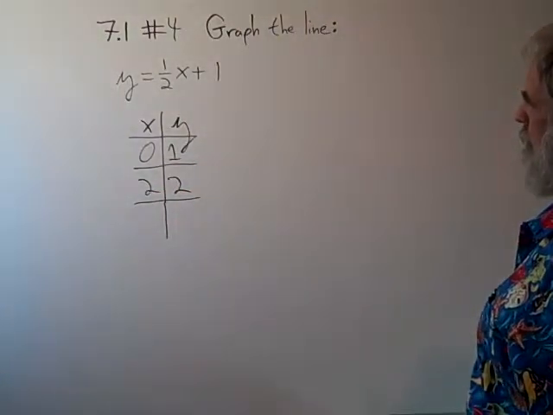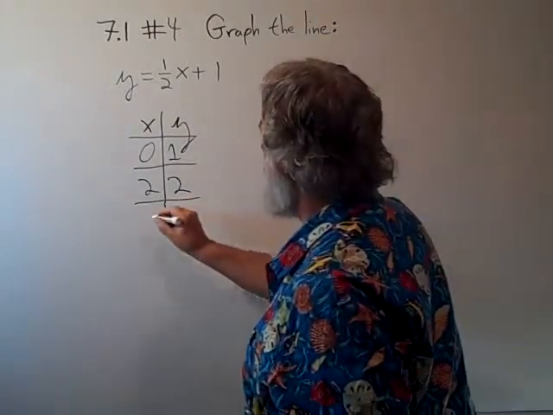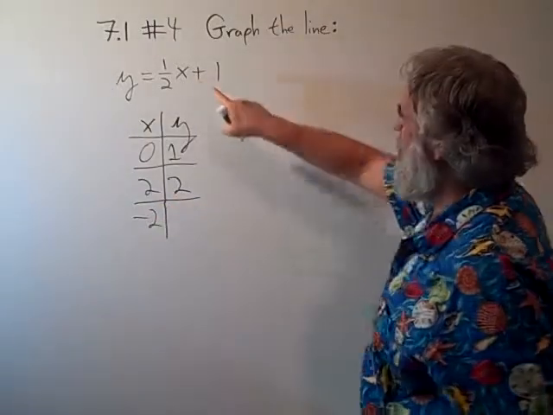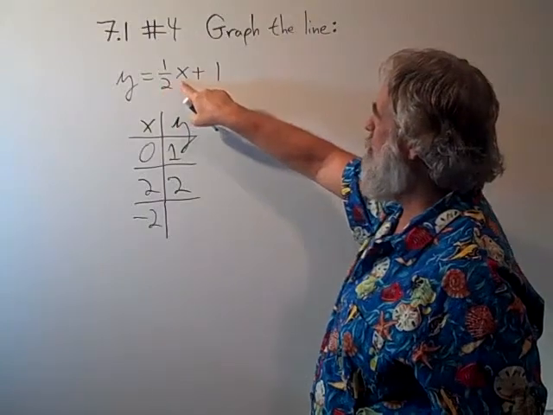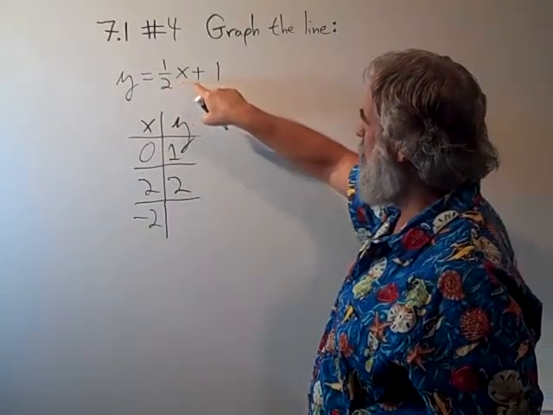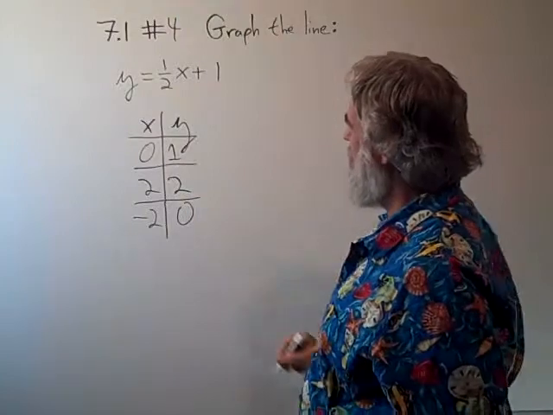For a third point, let's try negative 2. When x is negative 2, 1/2 of negative 2 is negative 1. Negative 1 plus 1 is 0.